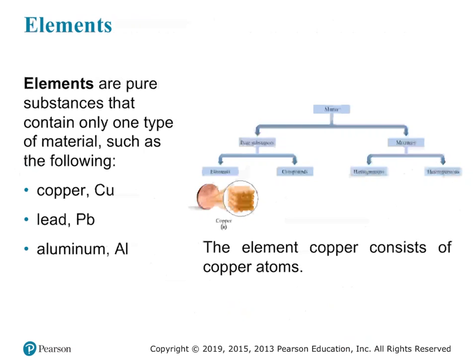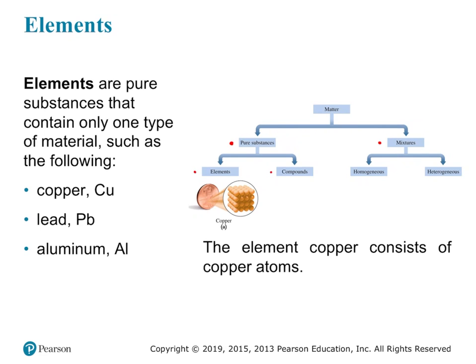So again, elements are pure substances that contain only one type of material, such as copper or lead or aluminum. Those are just a few examples. Now, if we look on a periodic table of elements, you'll find that there are 118 elements. So all of those elements can be considered pure substances as long as they're by themselves and not mixed with anything else. Now off to the right, we have a handy chart showing how we can classify matter. So we said that we can classify it as either a pure substance or a mixture. And then right now we're focusing on pure substances, and we said we can either have elements or compounds.